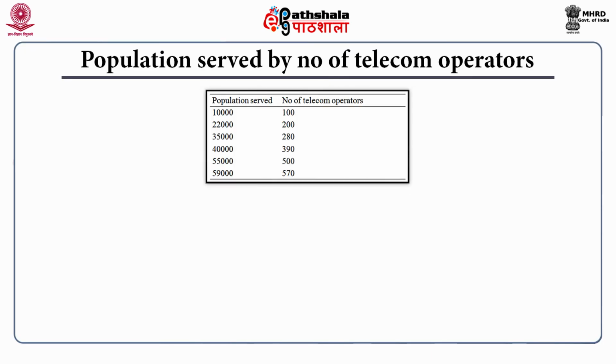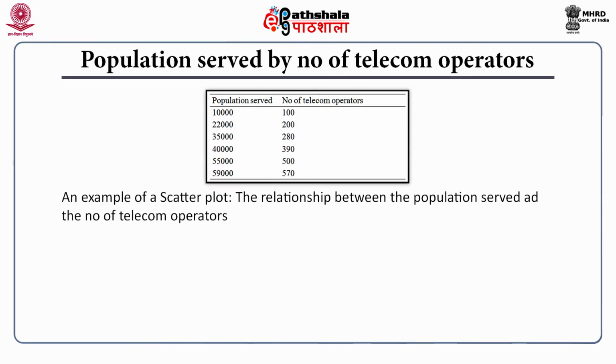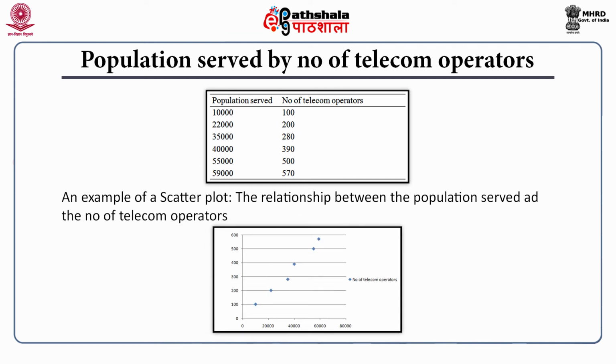Table 1 summarizes these numbers. In this diagram, we can see an example of a scatter plot. It shows the population of the locality on the horizontal axis and the number of telecom operators on the vertical axis. Each point on the graph reflects one company. Notice that nearly a straight line can be drawn between the points, as we have done on the graph.